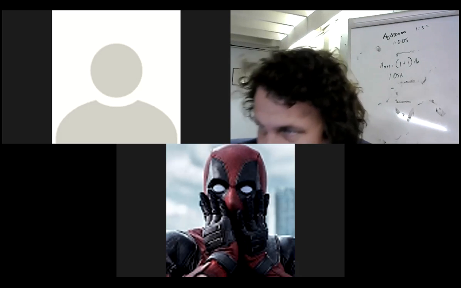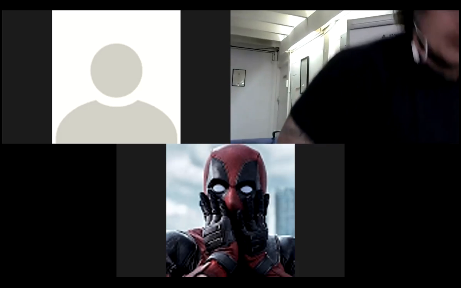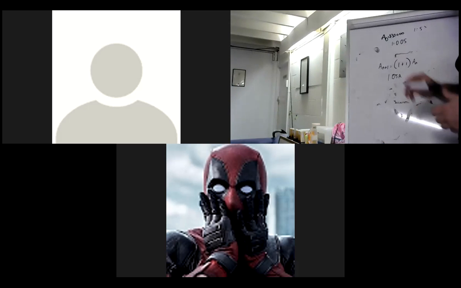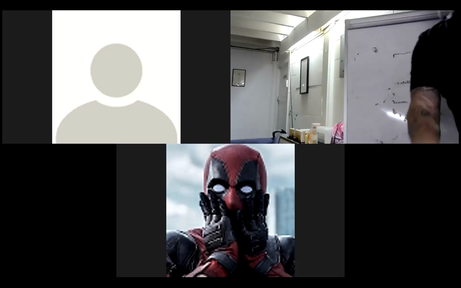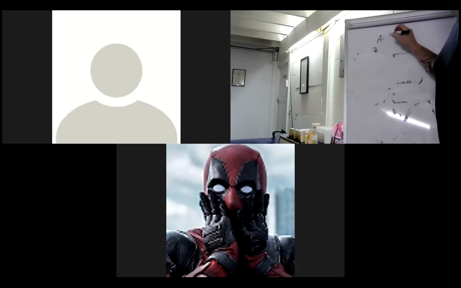A equals P, and then in brackets 1 plus R over M, and then close brackets to the power of MT. Correct. You can also use this one. I'll give you now. It's probably a little bit simpler. So we've got A equals P, 1 plus the interest to the power of n.